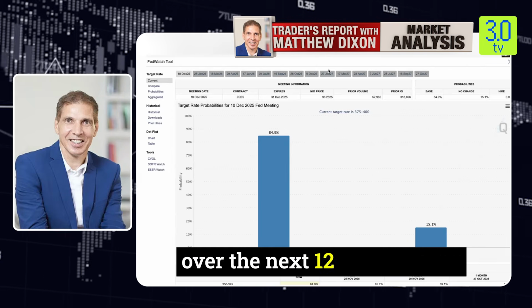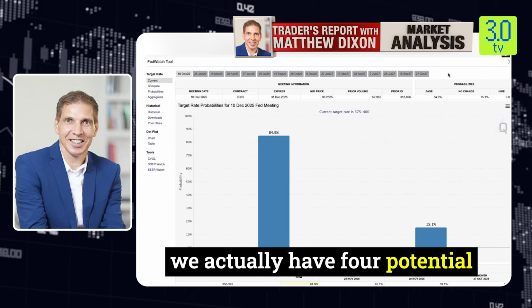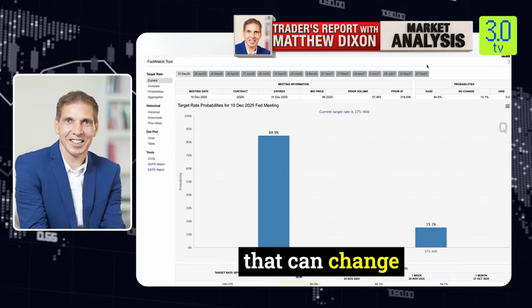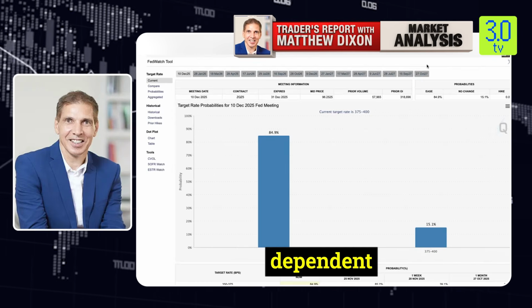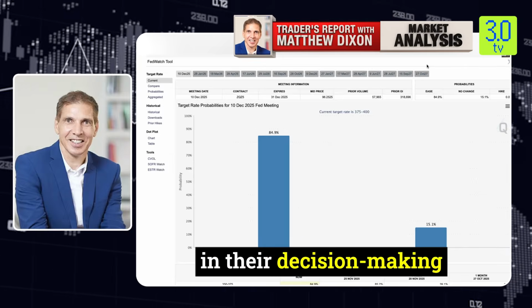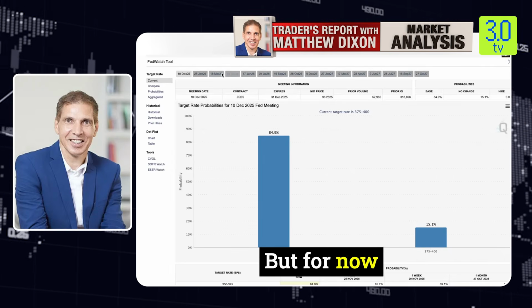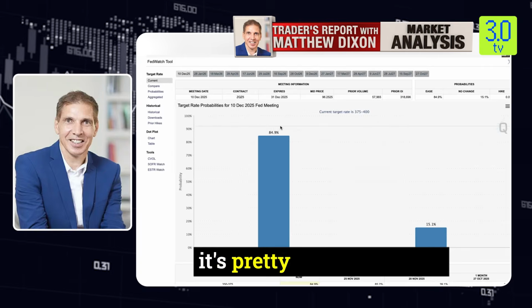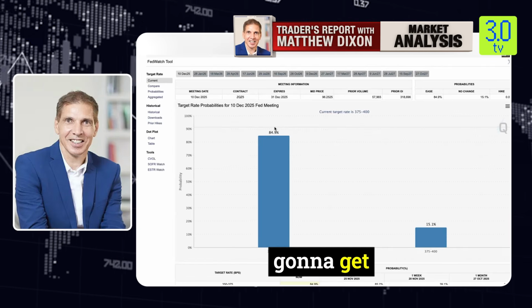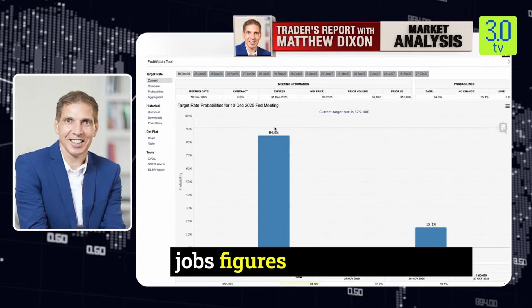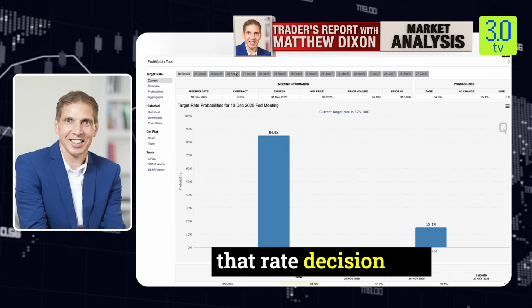As I said, over the next 12 months we actually have 4 potential cuts that are factored in, or priced in, at the moment. Obviously, that can change. They're going to be very data dependent in their decision making. So let's just see what happens over the coming year. But for now, I'm pretty confident we're going to get a rate cut, but it will depend, of course, on inflation figures and jobs figures coming out before that rate decision day.